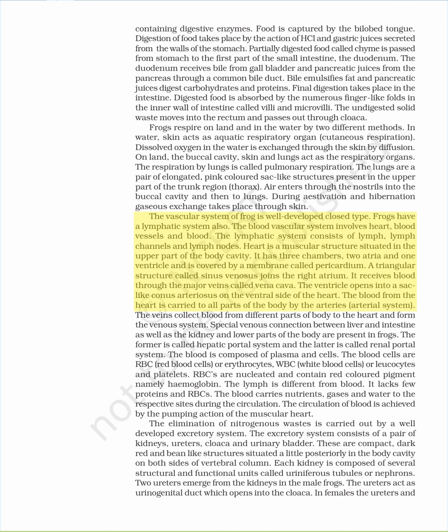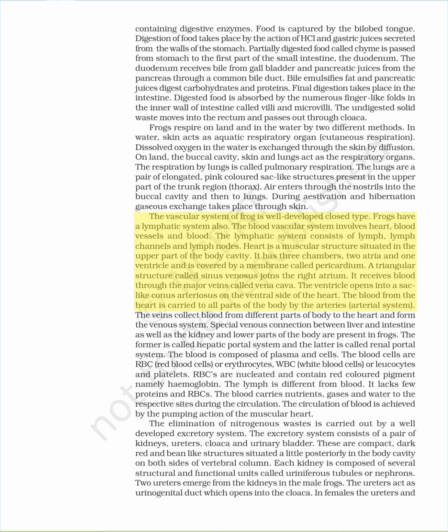The vascular system of the frog is a well-developed closed type. Frogs have a lymphatic system also. The blood vascular system involves the heart, blood vessels, and blood. The lymphatic system consists of lymph channels and lymph nodes. The heart is a muscular structure situated in the upper part of the body cavity. It has 3 chambers, 2 atria and 1 ventricle, and is covered by a membrane called the pericardium.